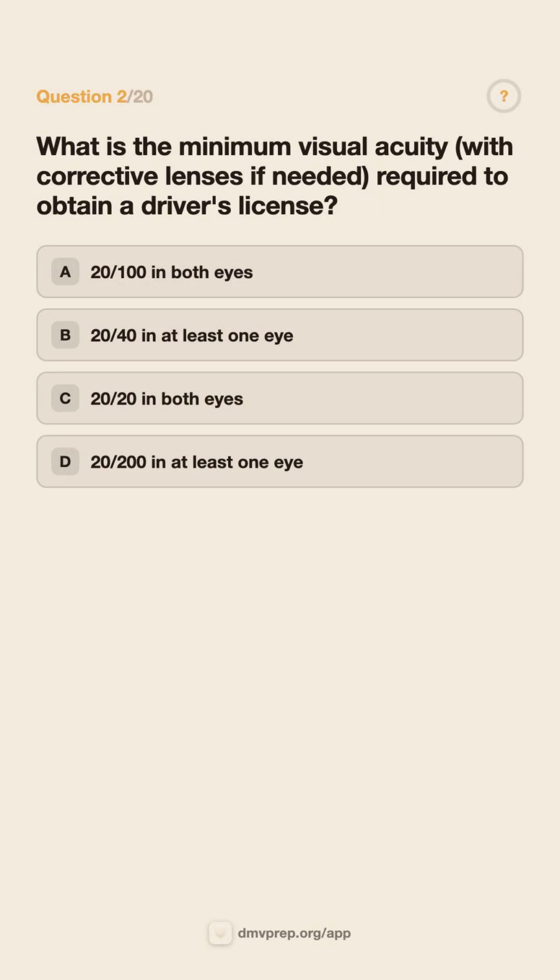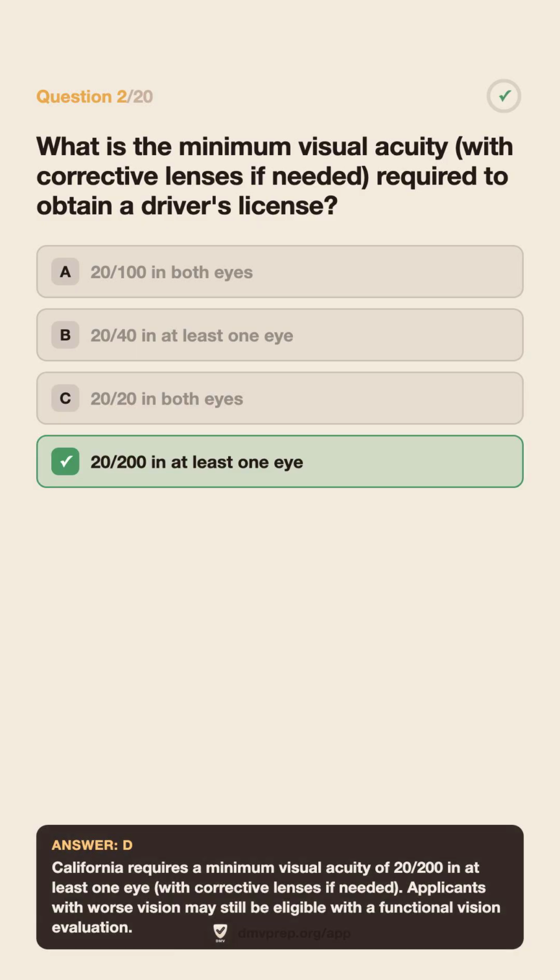Question 2. What is the minimum visual acuity, with corrective lenses if needed, required to obtain a driver's license? A. 20/100 in both eyes. B. 20/40 in at least one eye. C. 20/20 in both eyes. D. 20/200 in at least one eye. The correct answer is D. California requires a minimum visual acuity of 20/200 in at least one eye, with corrective lenses if needed. Applicants with worse vision may still be eligible with a functional vision evaluation.